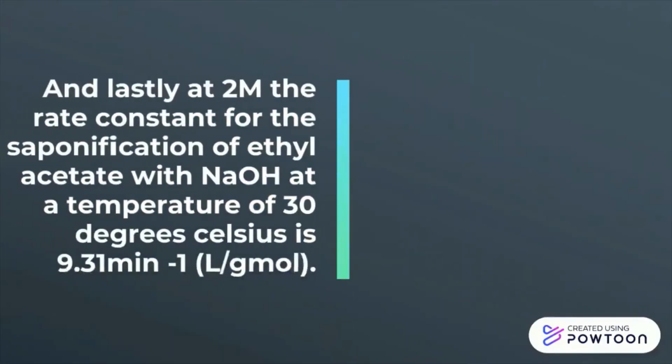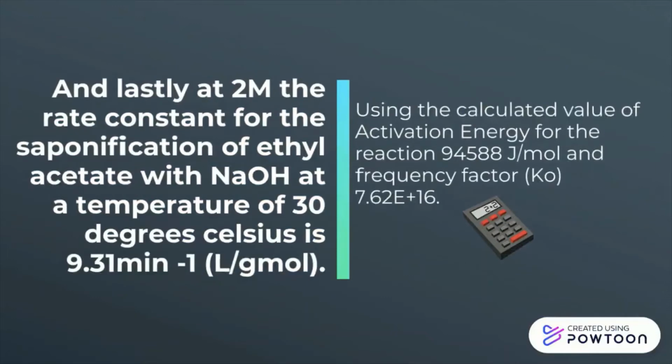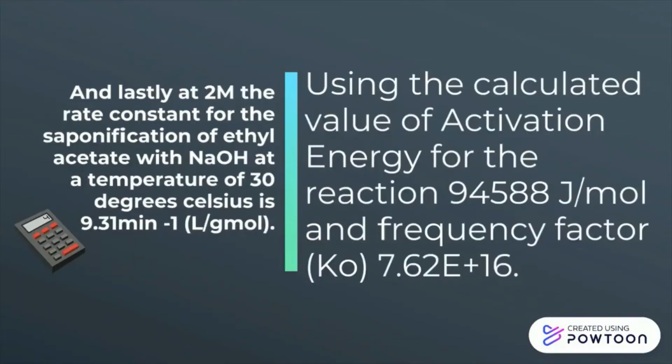And lastly, at 2 M, the rate constant for the saponification of ethyl acetate with NaOH at a temperature of 30 degrees Celsius is 9.31. Using the calculated value of activation energy for the reaction, 94,588 J per mole, and frequency factor k0, 7.62 times 10 raised to 16.